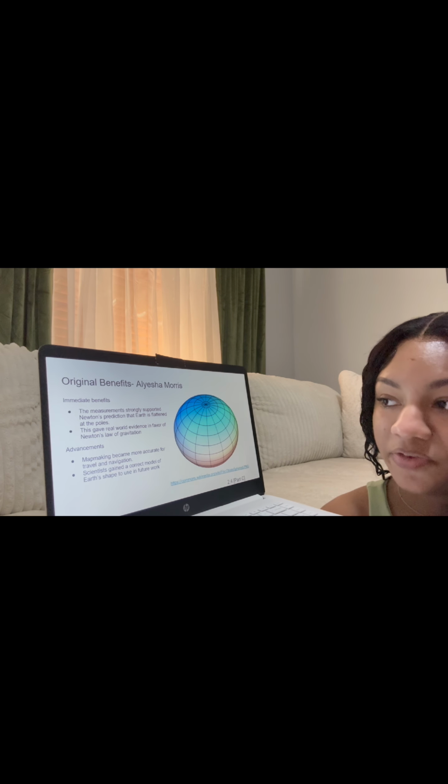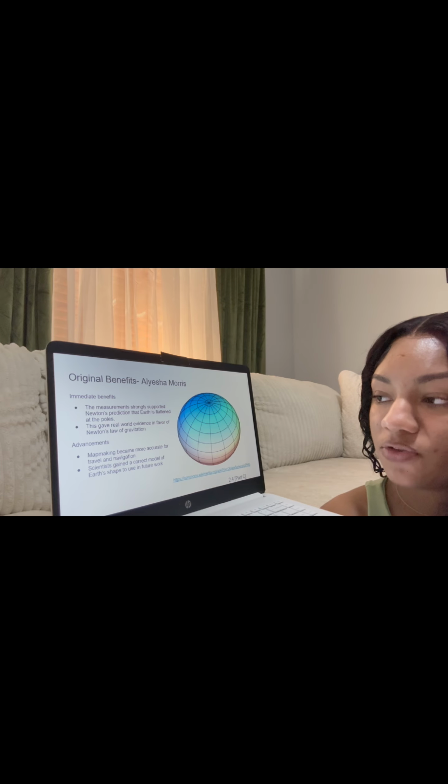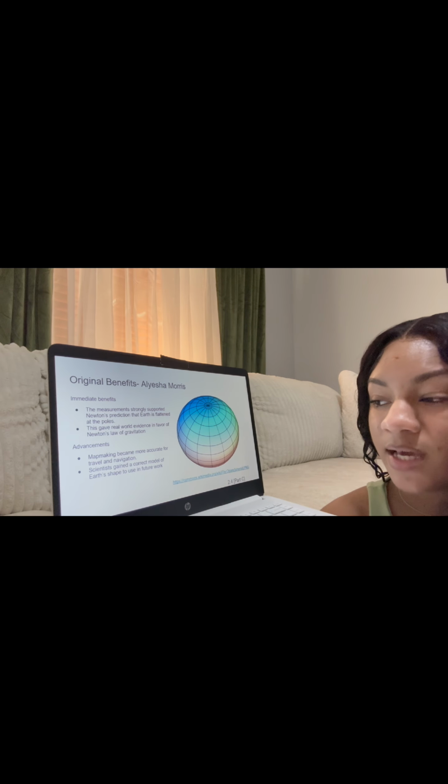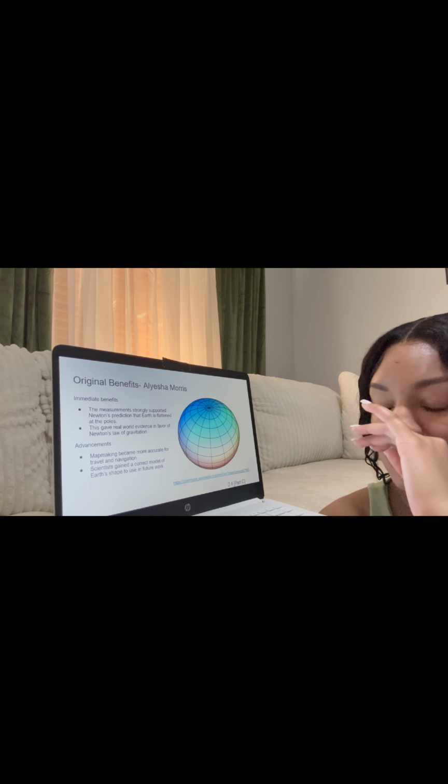Original benefits. The immediate benefits included the measurements strongly supported Newton's prediction that Earth is flattened at the poles. This gave real-world evidence in favor of Newton's law of gravitation. For the advancements, map making became more accurate for travel and navigation. Scientists even gained a correct model of Earth's shape to use in future work.